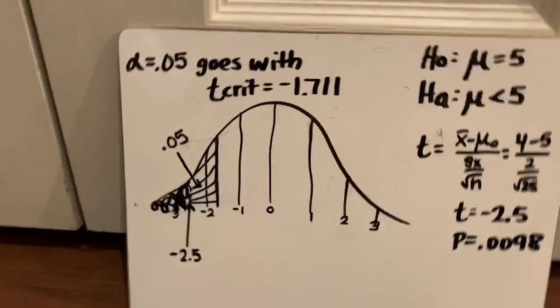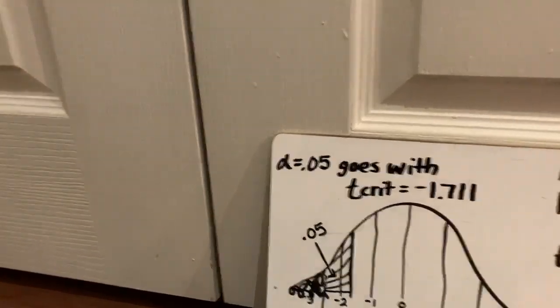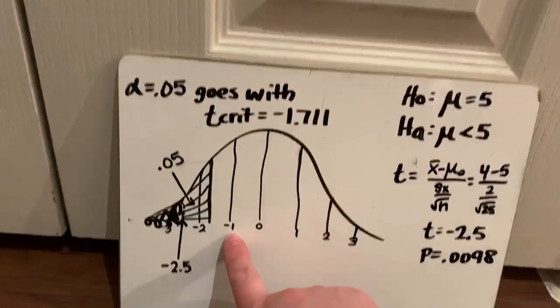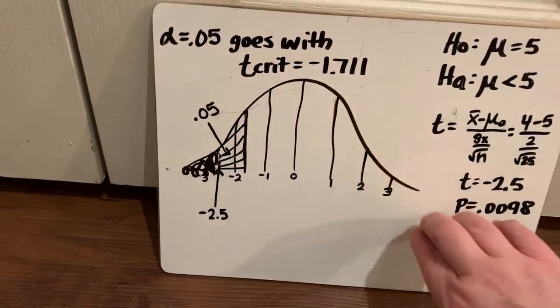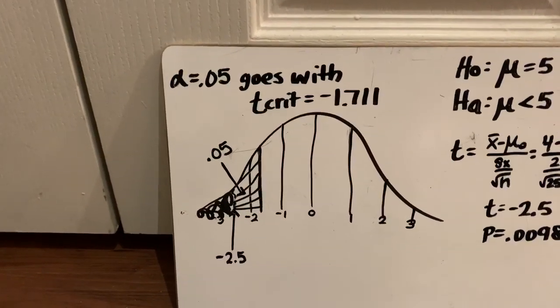Now, if we worked out our test statistic and it came out to like negative 1, let's say, it would be over here in the white space, and so you would fail to reject H0. So anything in the shaded area is going to be a reject. Anything outside of that shaded area is going to be a fail to reject H0.